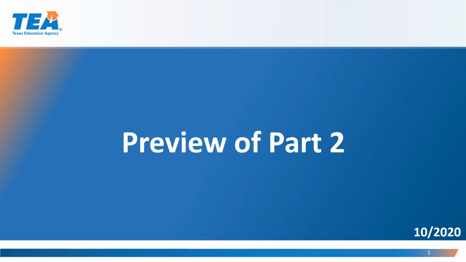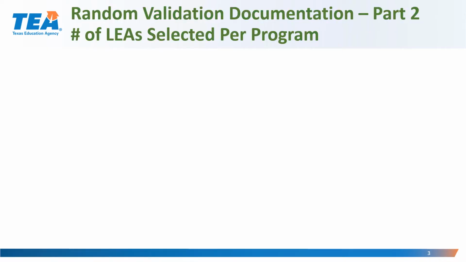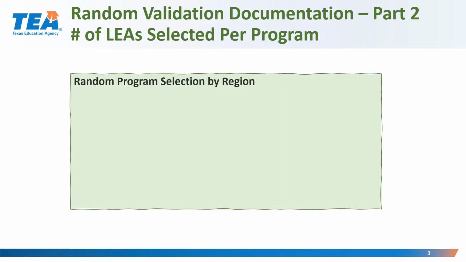The last section of this presentation is a preview of Part 2 of the random validation process. For Part 2 of the random validation process, each of the 80 LEAs that participated in Part 1 will be randomly selected to submit current year documentation for one program. The random program selection will happen by region.